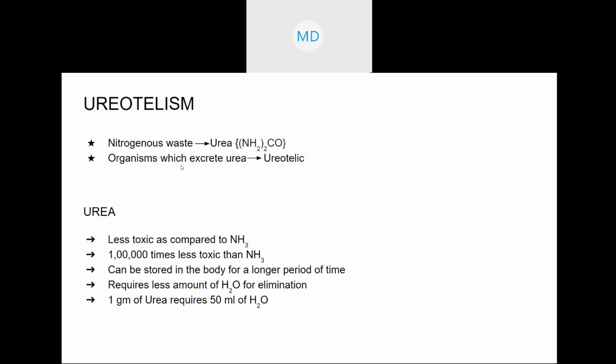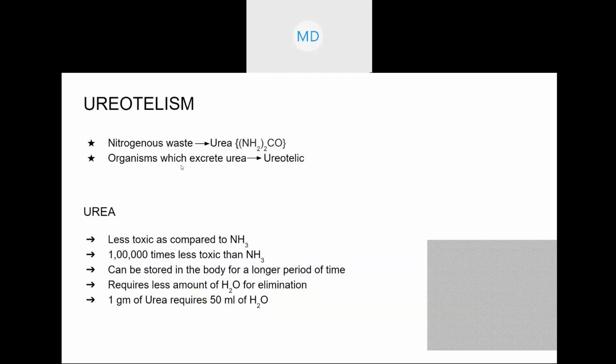Clear? So ureotelism is the term given when the excreted nitrogenous waste is urea, and such organisms are known as ureotelic. When ammonia gets excreted, the process is known as ammonotelism, and the organisms which excrete ammonia are known as ammonotelic. Here the process is known as ureotelism and organisms are known as ureotelic. The nitrogenous waste is urea. It is simple.